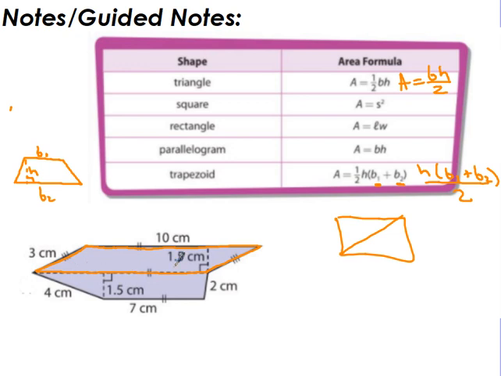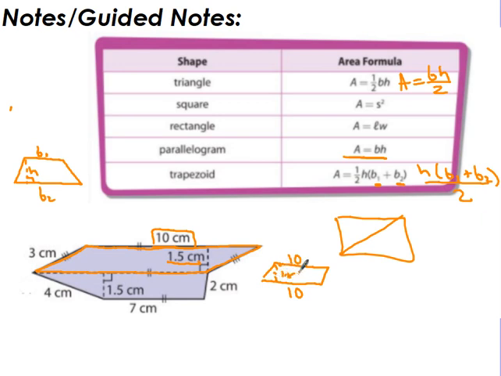So I'm going to break it up into the shapes that I can see. And I see a parallelogram here with a height of 1.5 and a base of 10. Looking at the formula for parallelogram, it's base times height. So for this parallelogram, if I need to draw it off to the side, I can. That's totally acceptable. I know that this is 10. That means that this has to be 10.